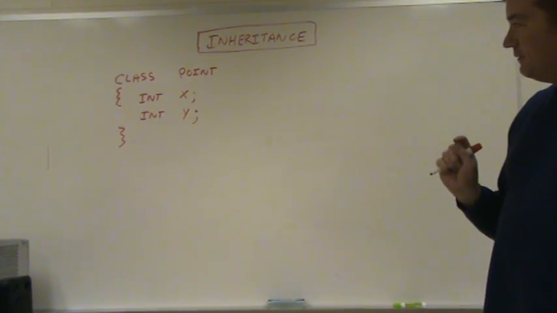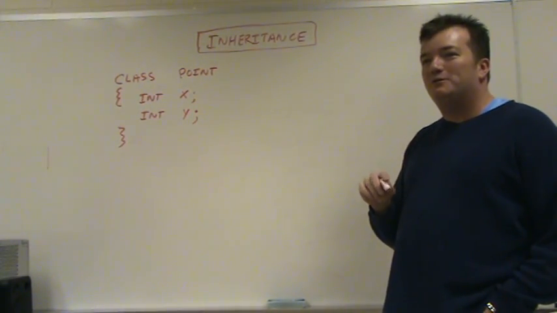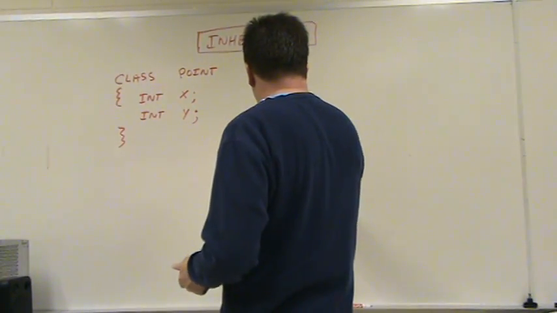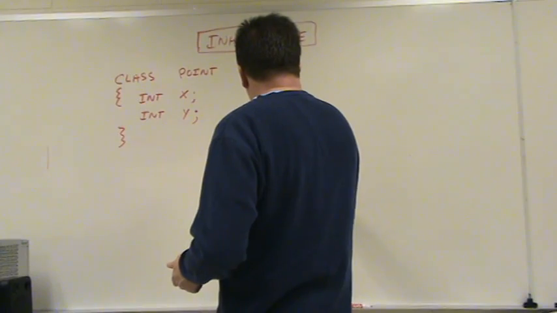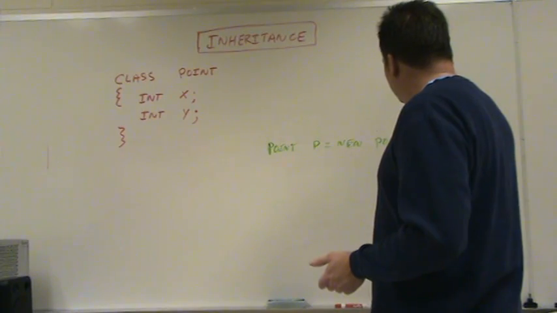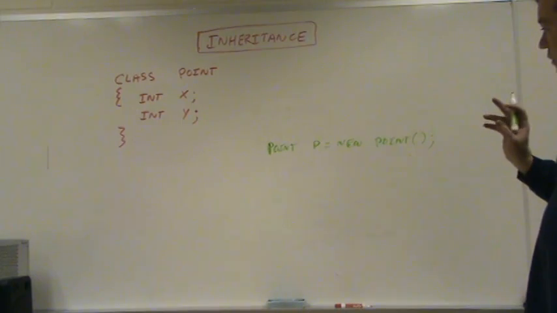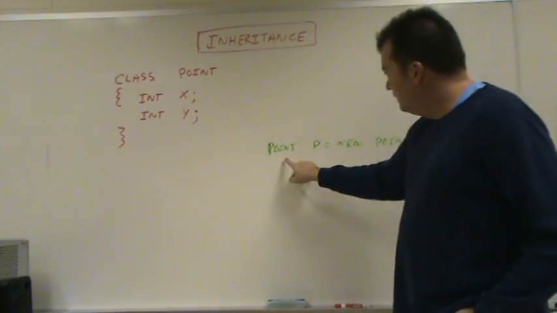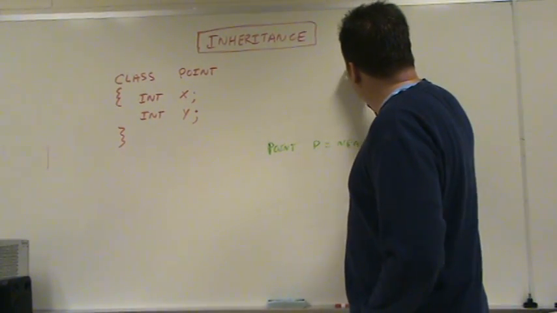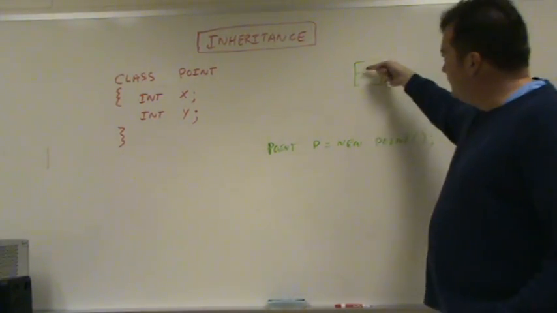Okay, so are we required to supply one? Or, if somebody came along and said, Point p equals new Point, no parameters, what would happen? When you do a new of a point, it has two data fields, two integers. So we get a chunk of storage with an x and a y. And then we run the constructor to fill this in with data.